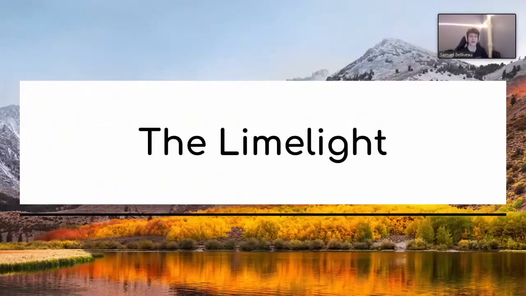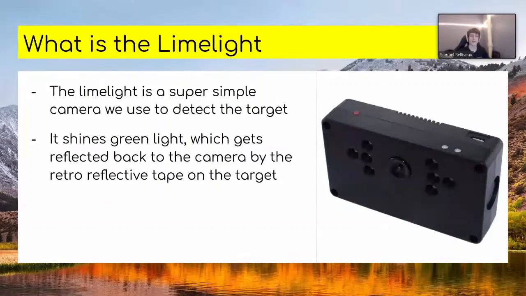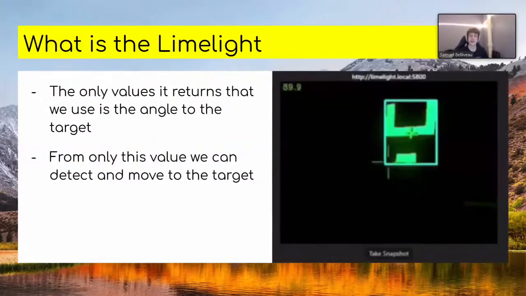All right, so to start off with the Limelight. The Limelight is basically a super simple camera. It shoots green light out, and the retroreflective tape of the target will illuminate and show the target to the camera. What the camera sees is something a little bit like this. The bright green light can be easily filtered out, and you can draw a little box around it. And from that, we get the angle of the target, which can actually give us a lot of information.